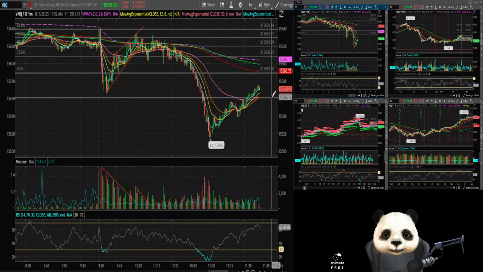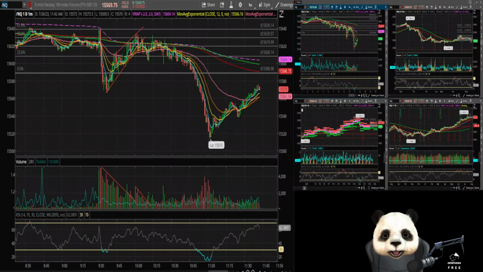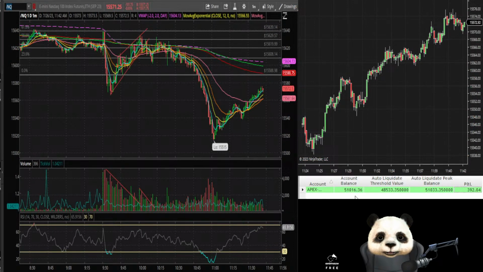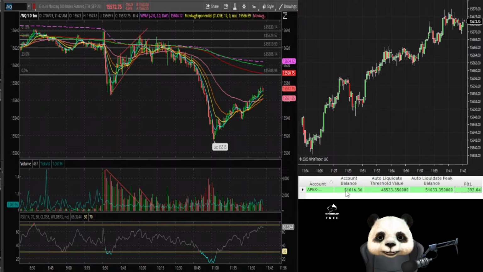And yourself? Here, I'll pull this up for you. I don't know if you watched my last trade, but right here, this is my P&L for the day. I'm doing the Apex funded account. I was at a $625 profit yesterday. Now we're up 392 on the day, bringing us to an account balance of $51,016. So good little start to the day.